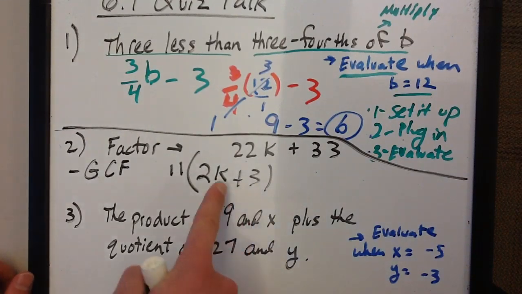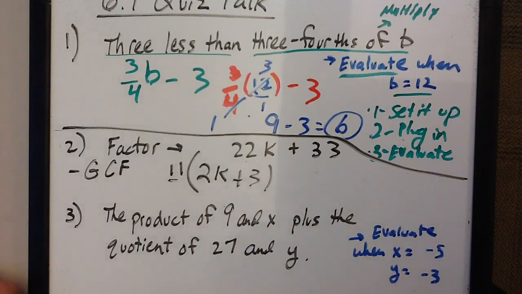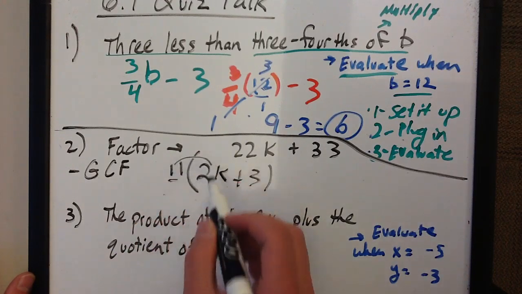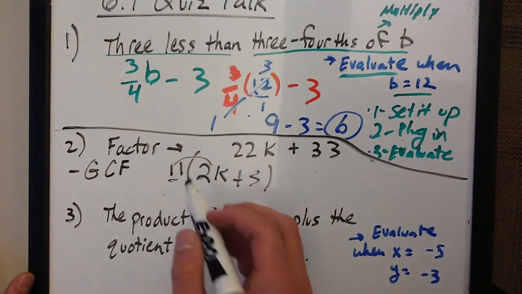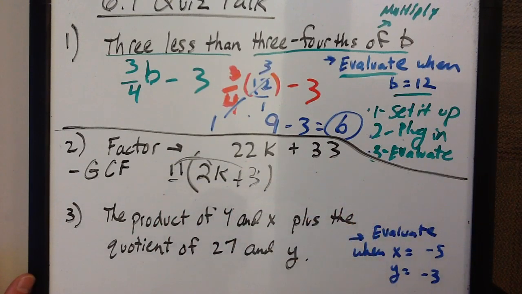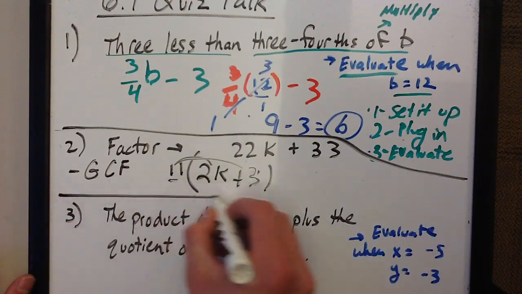Okay? So this would be factoring. I'm pulling out the 11. That's what 22 and 33 have in common. And when I pull that out, what I'm left with is 2k plus 3. So now if I were to distribute this, 11 times 2k would be 22k. 11 times 3 would be 33. Okay? That's number 2. 11 times 2k plus 3.